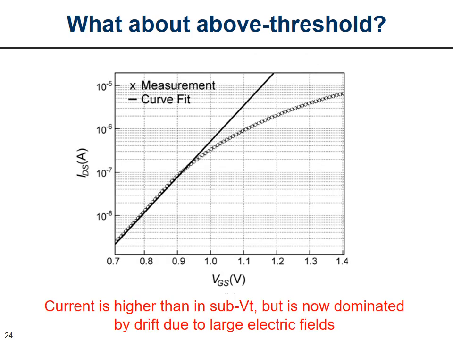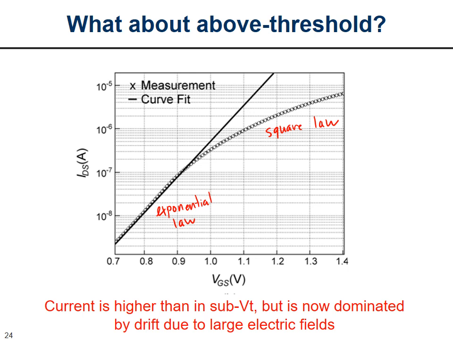So if we take a look at the above threshold behavior, we of course have our exponential law behavior. Again, this is plotted on a log scale here. When we start to get into above threshold, we end up getting square law behavior. Now, of course, that's assuming we're not velocity saturated and above threshold, which would make this more like a linear law, but that's okay.